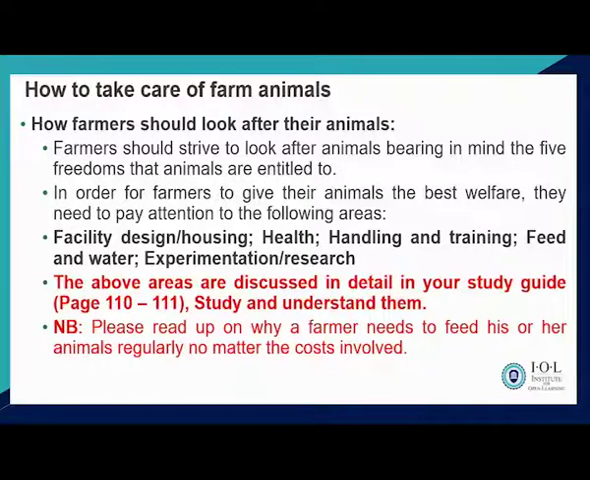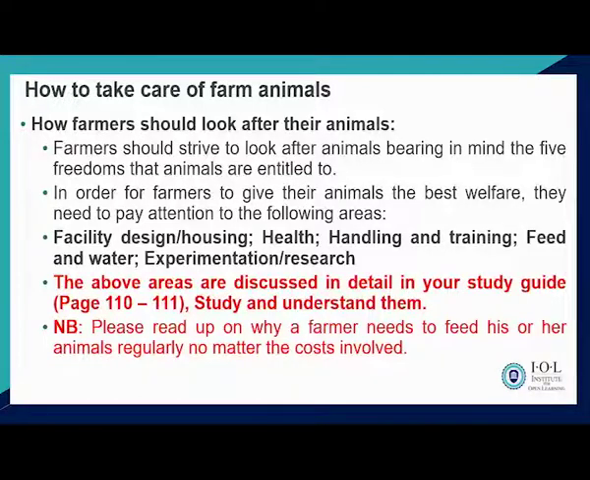And lastly is the area of experimentation or research. Is the research that you are conducting done in an ethical manner, or does it involve some sort of animal cruelty? You should pay attention to those areas if you want to give your animals the best welfare. The above areas are discussed in detail in your study guide on pages 110 to 111, so you need to study and understand them very well.